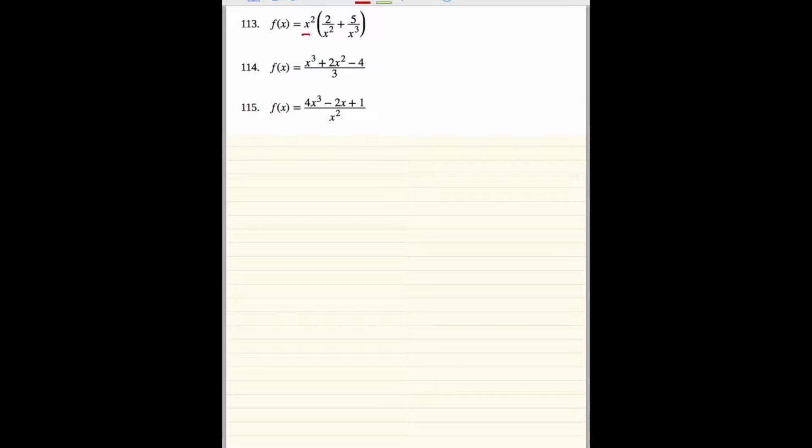In this problem here, I'm going to distribute this. So when we multiply a fraction times what I call another fraction, you do top times top, bottom times bottom, and you get this here because x squared is really x squared over 1. So you multiply this times this and this times this. Now you're going to reduce this.